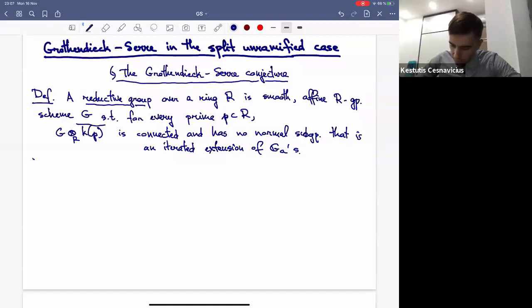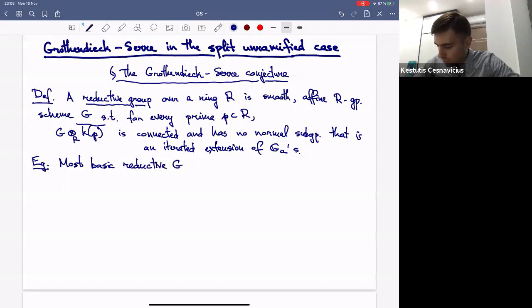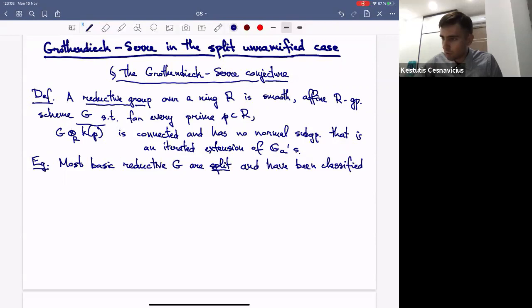All right, and so the structure theory of reductive group schemes has been developed in SGA3, and one knows this. The most basic reductive groups G are so-called split reductive groups, and at least on a basic level, they can be understood combinatorially. So these have been classified in terms of combinatorial data, classified combinatorially by Chevalley.